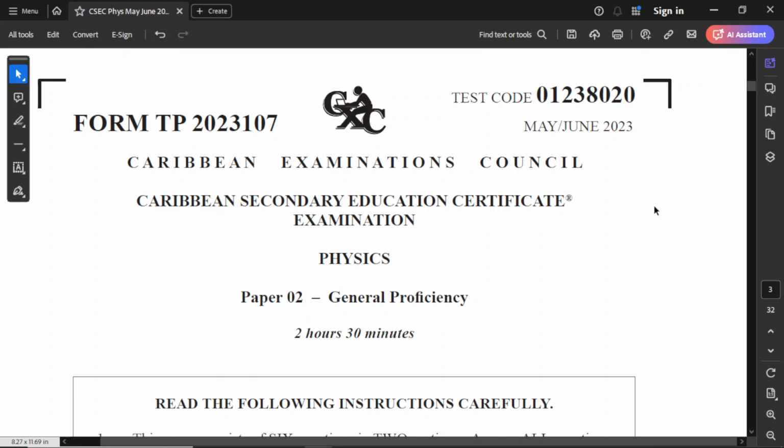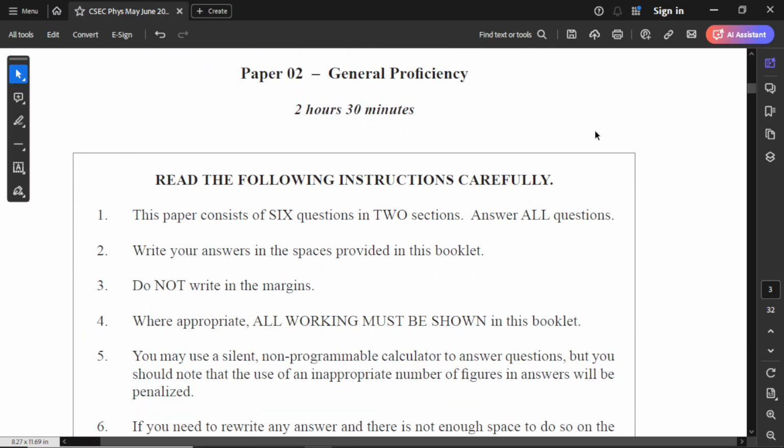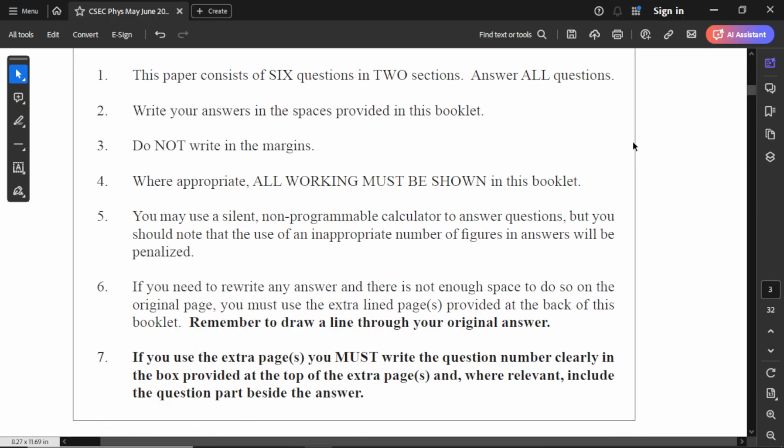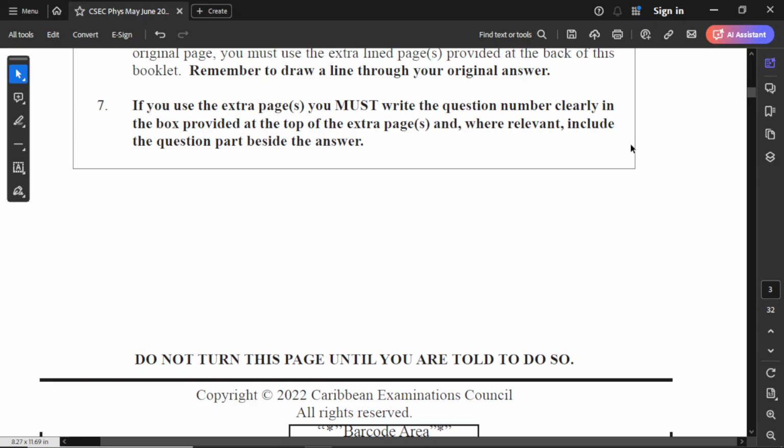Now, today we're looking at this CSEC Physics past paper. It is a Paper 2 from the year 2023. It is a May-June paper. As always, please remember to read through the instructions carefully. And if you should have any questions or queries, please clarify those with the examiner before you begin the examination.